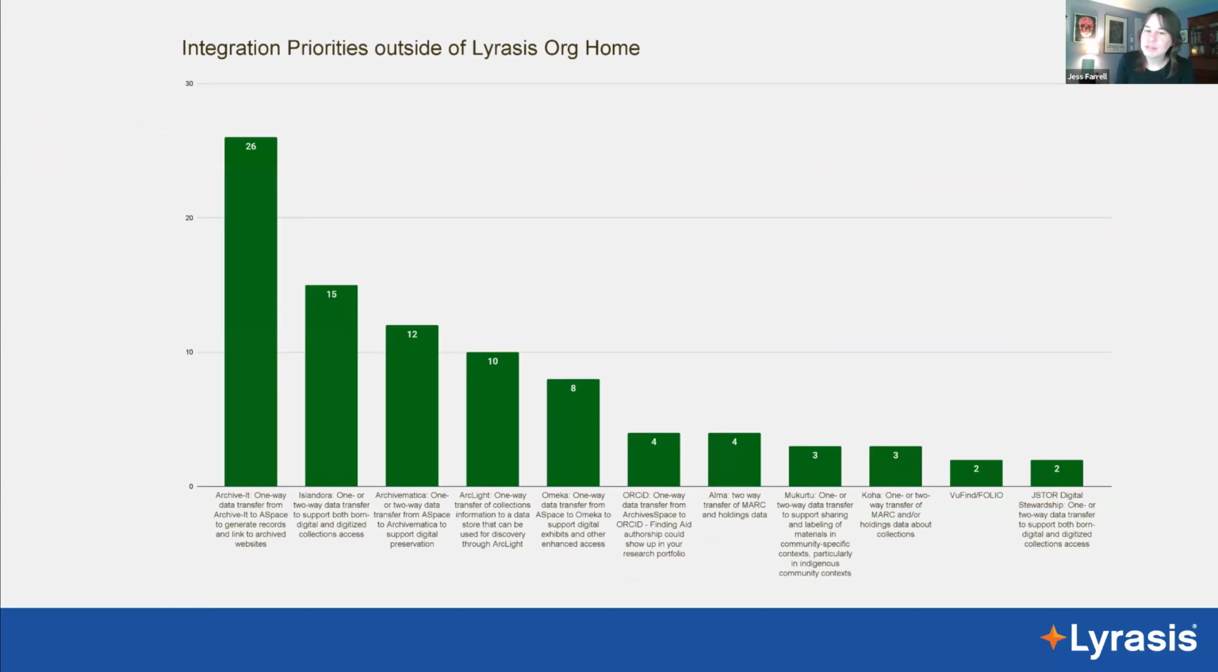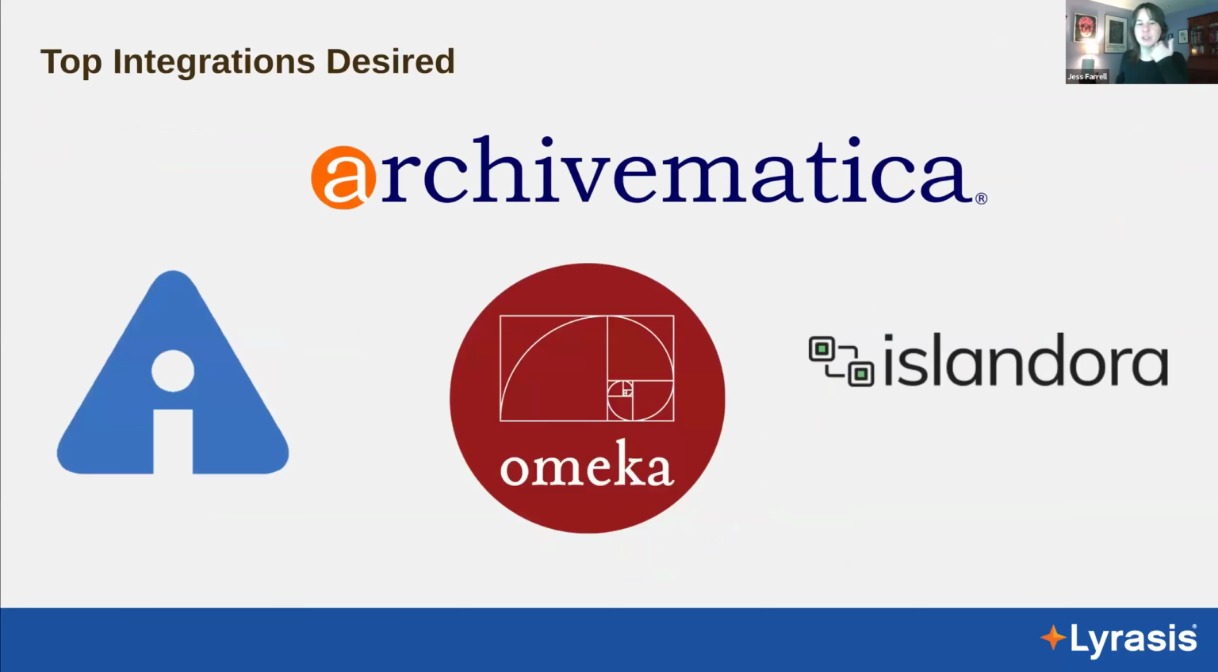And then we know that ArchivesSpace users have already built lots of integrations, like I just mentioned. And so unsurprisingly, there was also a lot of interest in integrations with applications outside of the Lyrasis organizational home. There were dozens of applications that people put in this survey that they would really like to see. But the most popular applications mentioned were ArchiveIt, with 47% of respondents interested in an ArchiveIt integration. Islandora with 27% of respondents, Archivematica at 22% of respondents, and Omeka at 15%. That kind of concludes the survey review and what we heard from the survey.